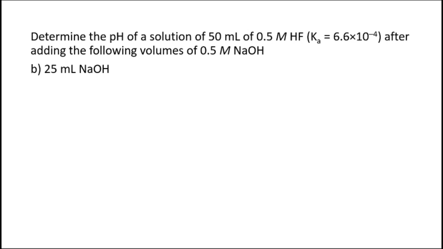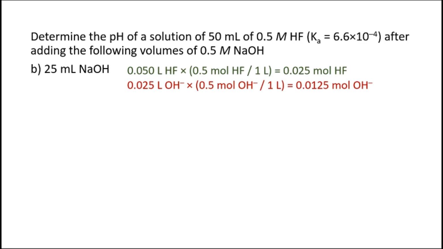In this situation, we only have one choice that we can actually use, and we have to make up a RICE table. Before we make up our RICE table, we need to know what to plug into these values. With the information given to us, we know we have 50 milliliters of our 0.5 molarity HF, so we have 0.025 moles of HF inside of our solution. And with 25 milliliters of 0.5 molarity sodium hydroxide, we can calculate that we have 0.0125 moles of hydroxide ions in our solution.